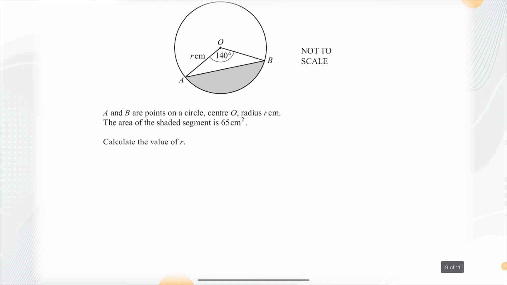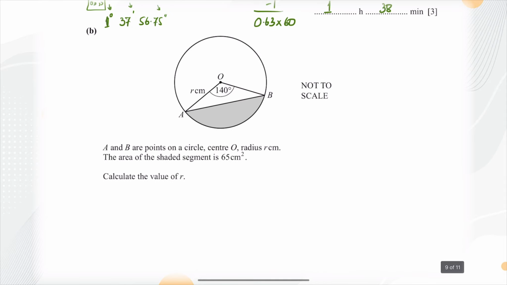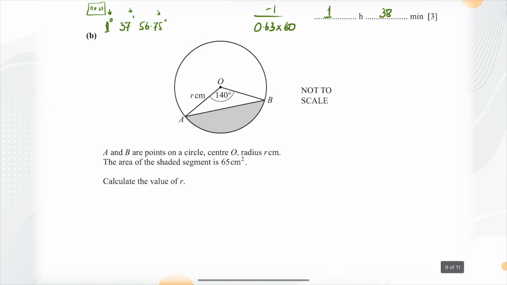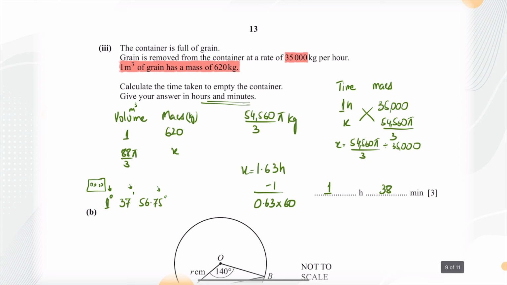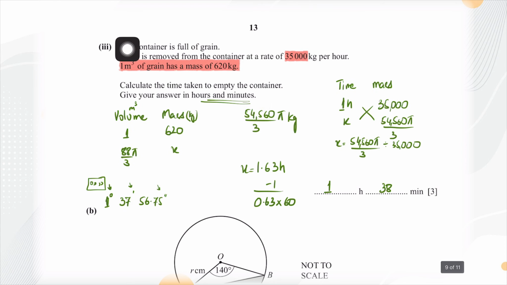Now here's part B of the same question. It's pretty easy. It's a bit of mensuration and a bit of trigonometry. By the way, I hope everyone understands this part. In case it's not clear, please feel free to ask.